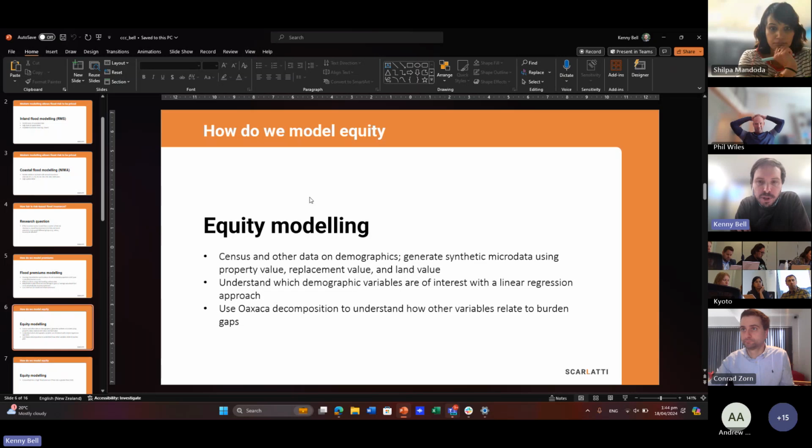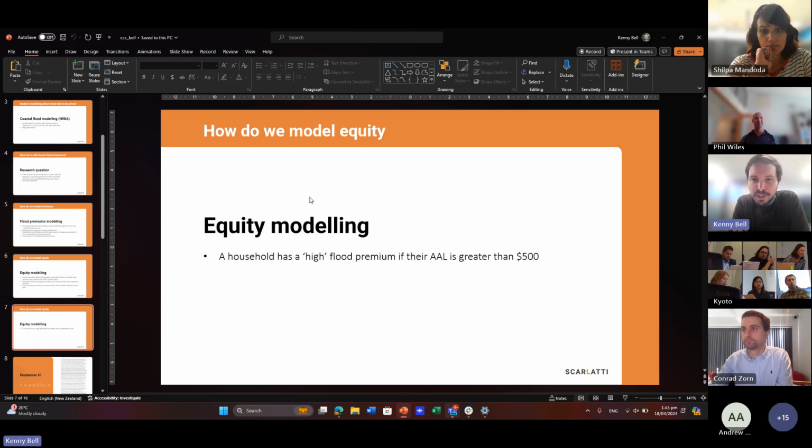The first model we run to have a first look at the equity stuff is just a linear regression, looking at the basic relationships between flood premiums and demographic variables, and then we use these Oaxaca decompositions to understand how any burden gap is related to other variables. So it decomposes the Māori non-Māori gap, for example, into things related to other variables.